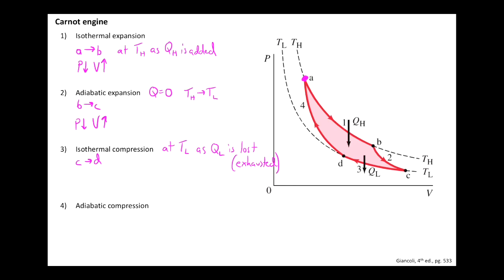QL is lost. It's exhausted. So here we stay at the lower temperature. QL is going down. It's compressing. So we could say at this point the volume is now dropping and the pressure is increasing. We're going the opposite direction.